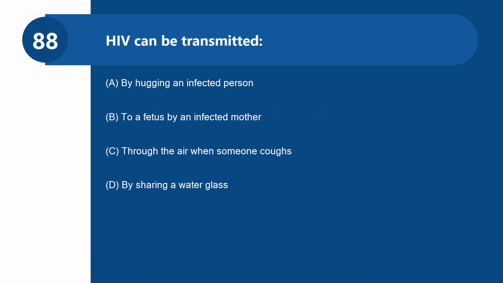Question 88. HIV can be transmitted: Option A, by hugging an infected person. Option B, to a fetus by an infected mother. Option C, through the air when someone coughs. Option D, by sharing a water glass. The correct answer is Option B, to a fetus by an infected mother.